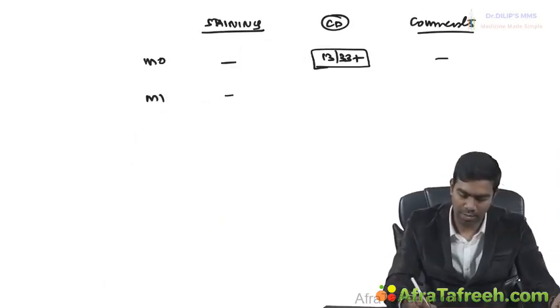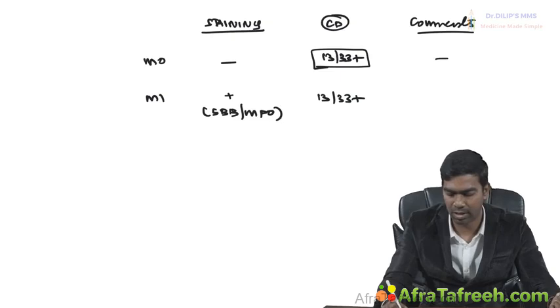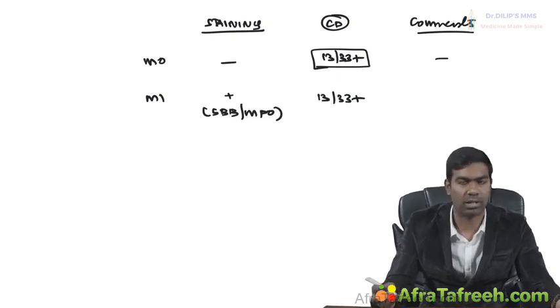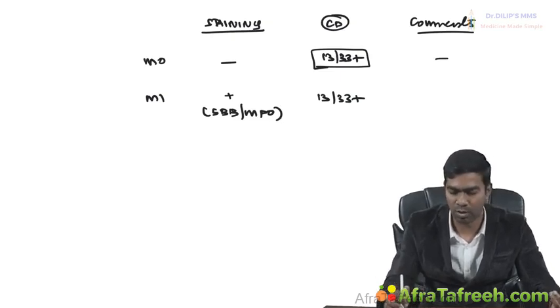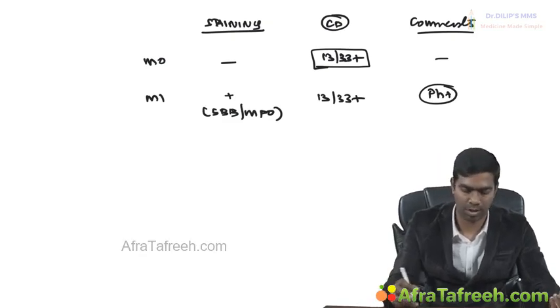In AML M1, staining will be positive. Typically Sudan black and myeloperoxidase will be positive, and definitely they will be CD13 and CD33 positive. Comments again, like nothing, so you don't get much from it. And even though you may have certain cytogenetics, maybe Philadelphia chromosome positivity, it's not that important here.